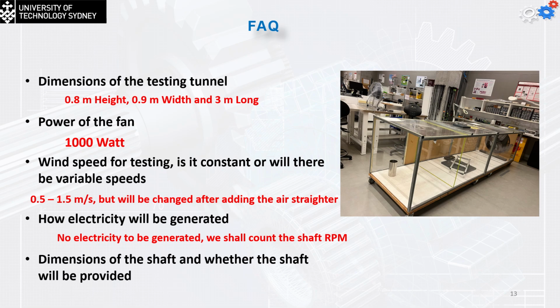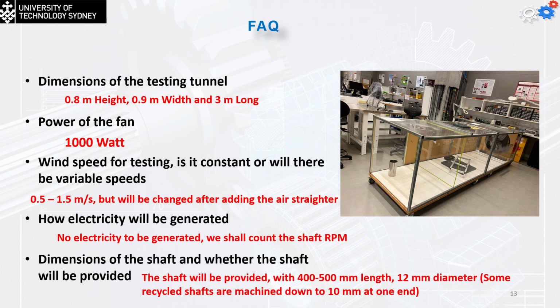The dimension of the shaft, and whether the shaft is going to be provided. The shaft will be provided with 400 to 500 millimeter length, 12 millimeter diameter. Some of the recycled shafts have been machined down to 10 millimeter at one end. You can simply use the 12 millimeter diameter at the bottom for your design.